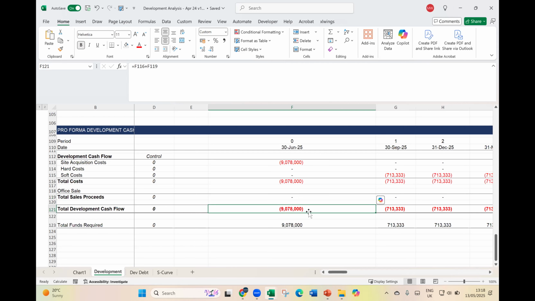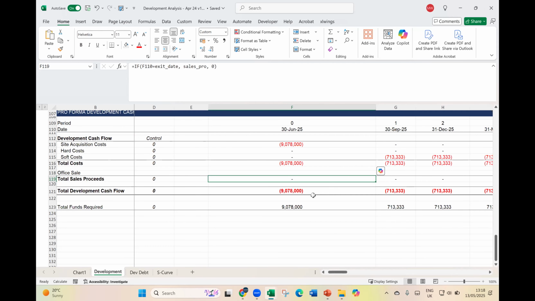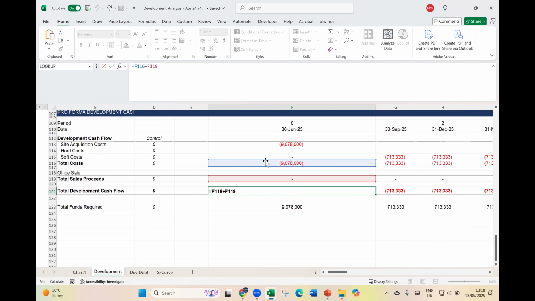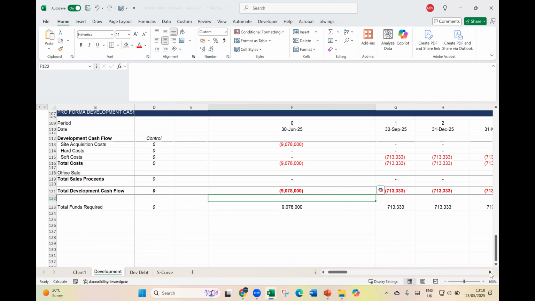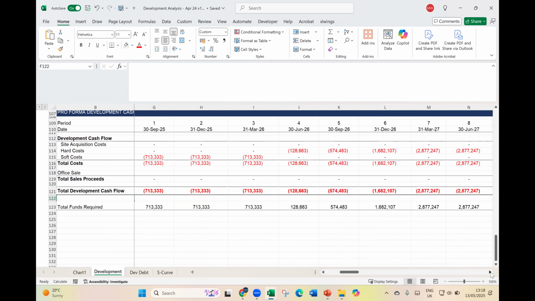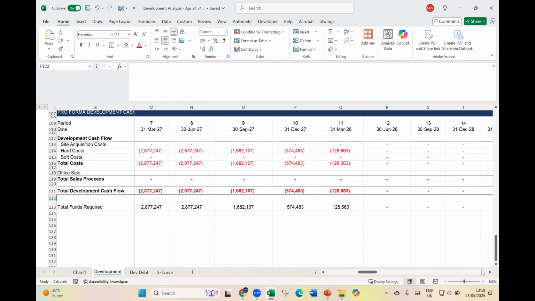Yeah, and every time you refer to this cell, it's going to give you the right name for the cell. And then you're going to have here the development cash flow, which is the sum of your development cash flow, the costs, and your sales proceeds. Okay, so that's the very simple basics of development, right?